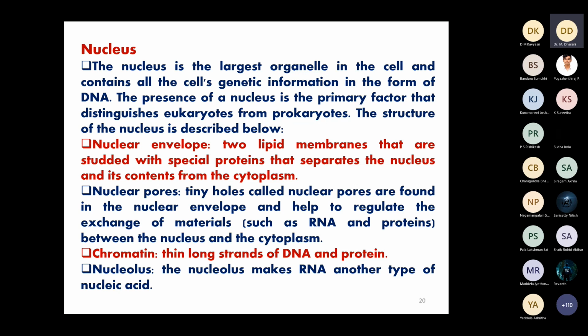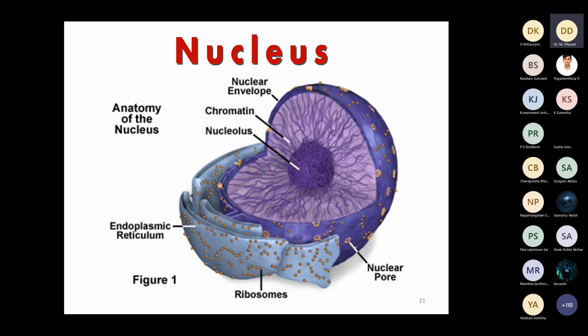So chromatin, and next I told you the nucleolus. The nucleolus is the one which is going to make rRNA, ribosomal RNA, a kind of ribonucleic acid, and even ribosomes. So the nucleolus is involved in the synthesis of what? RNA and ribosomes. These are some of the important things in the nucleus, which are very much needed. I think I have shown you all these things.